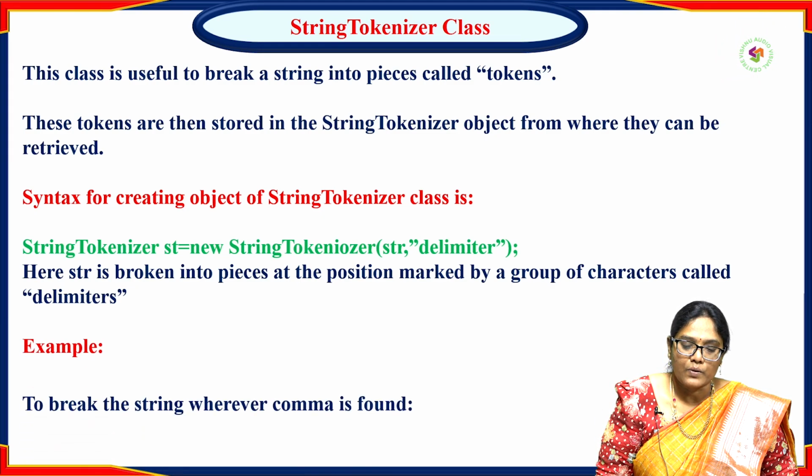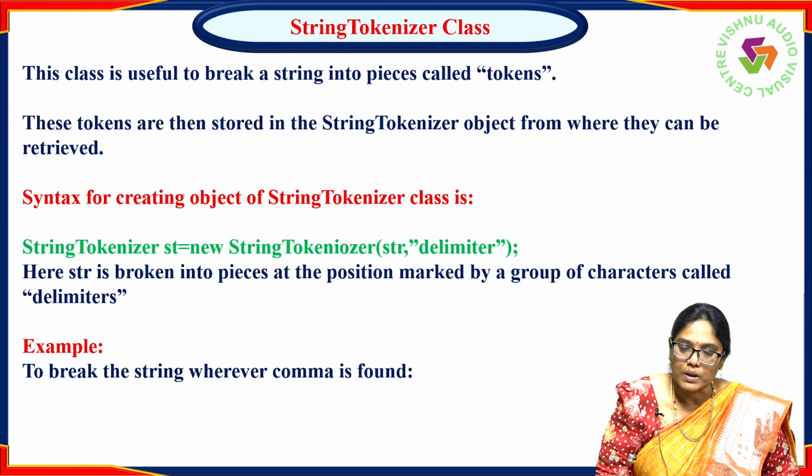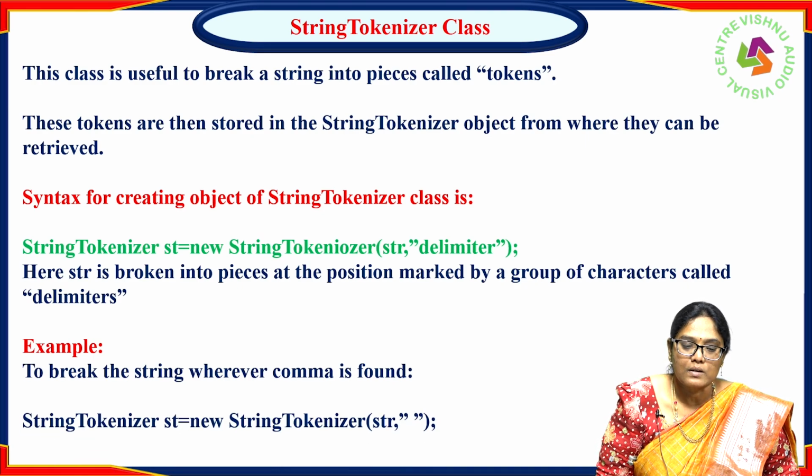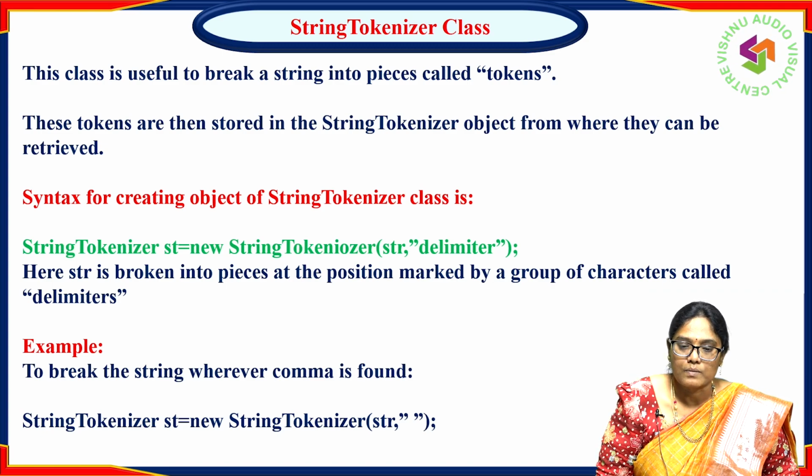Let me see an example for this. Suppose I want to break the string wherever a comma is found. Then the delimiter is the comma. So the syntax is StringTokenizer, the object name, new, followed by the constructor with the string name str followed by the delimiter. Here the delimiter is specified as space.